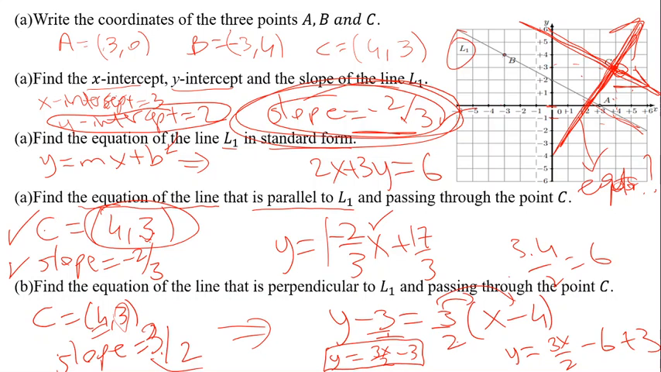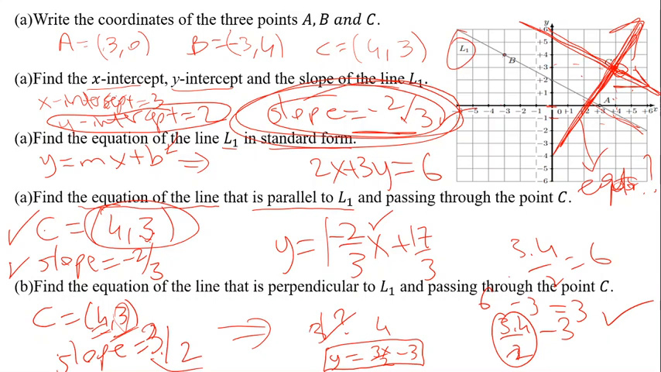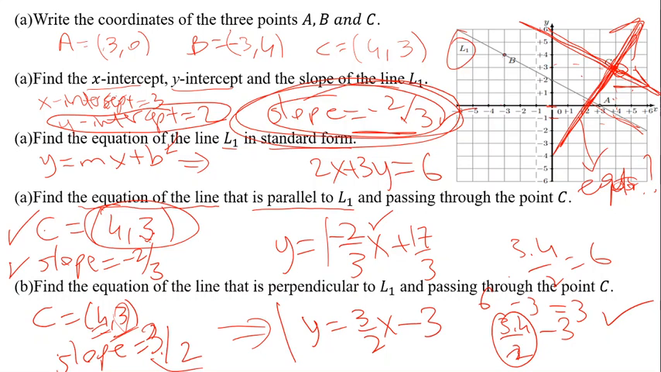So is it true? We can check it once again. Check 4, 3. Put 4 here, and is it equal to 3? 3 times 4 over 2 minus 3, so this is 6. 6 minus 3 is equal to 3. Yes, we have it. So we are now sure that the equation is this.